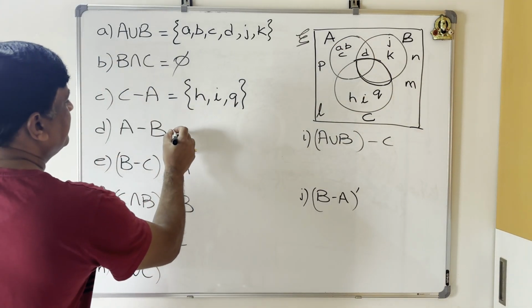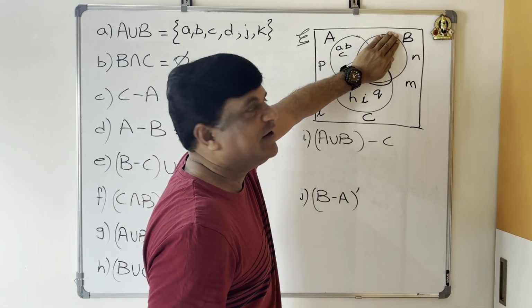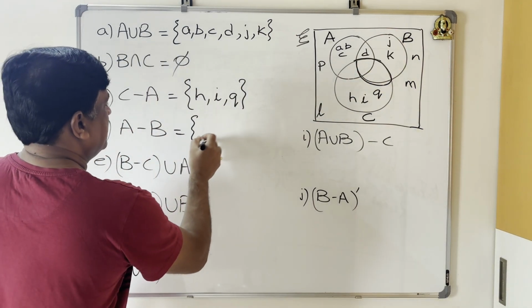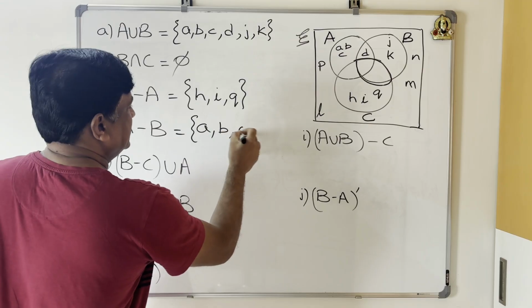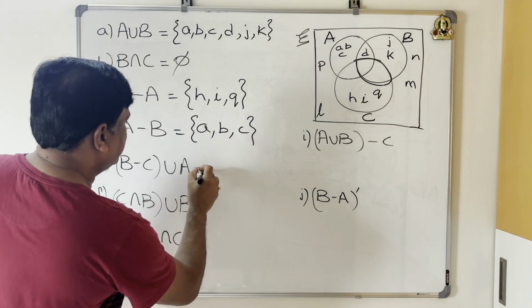A minus B. You remove B, close B completely, and you are left with A, B, C. Makes sense? Easier? Now, next one, what are they asking?